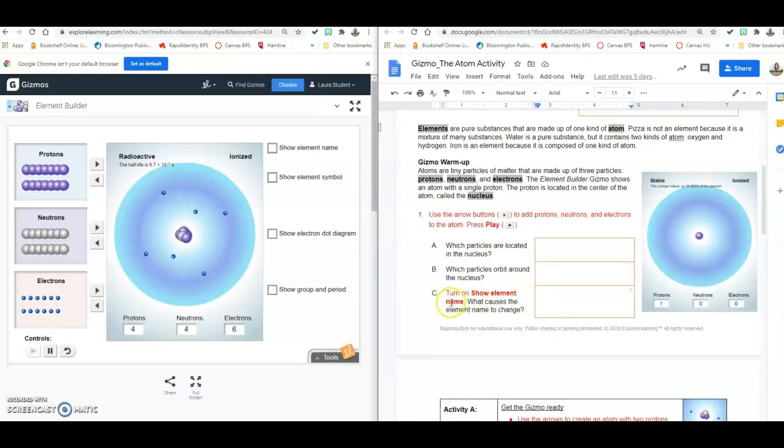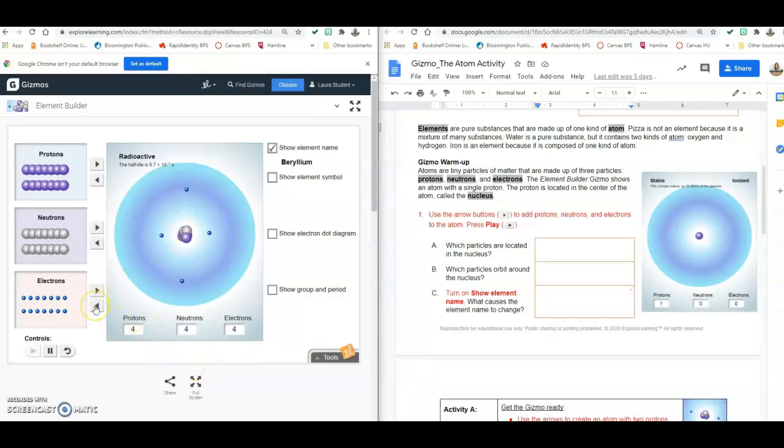C, turn on Show Element Name. That's in red, so let's go up here and click Show Element Name. The element I have created with 4 protons, 4 neutrons, and 6 electrons here is called beryllium. Actually, this is an ion, so I'm going to make it the same number of electrons and protons. What causes the element name to change? Well, let's take a look.